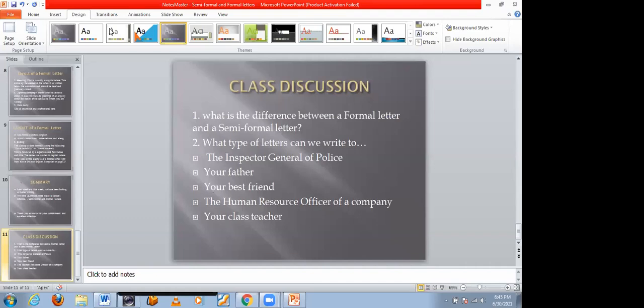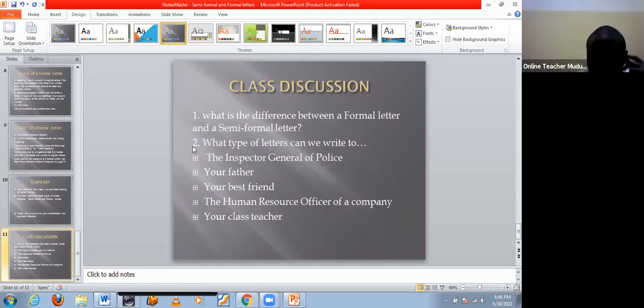Formal letters, two addresses, one. Come on. Well, lost him. Okay. A formal letter has two addresses, while a semi-formal has only one. Right. Thank you so much. I also clap for you. That is correct. Do we have another person who wants to comment on the differences between the formal letter and the semi-formal letter? All right, let's look at the second.